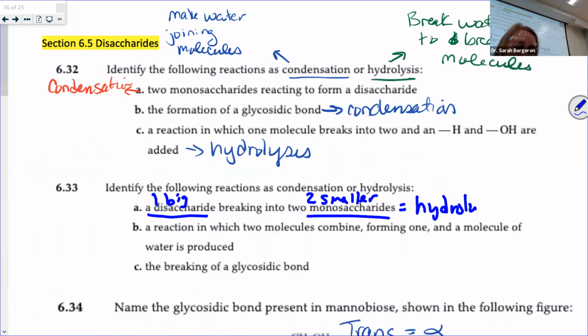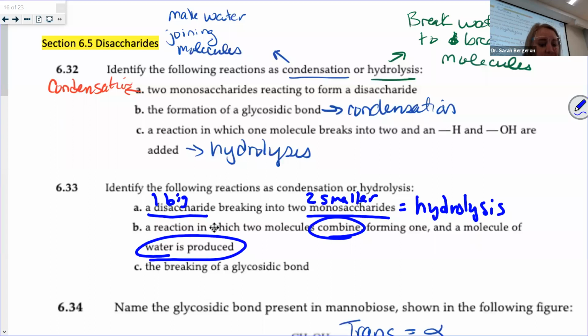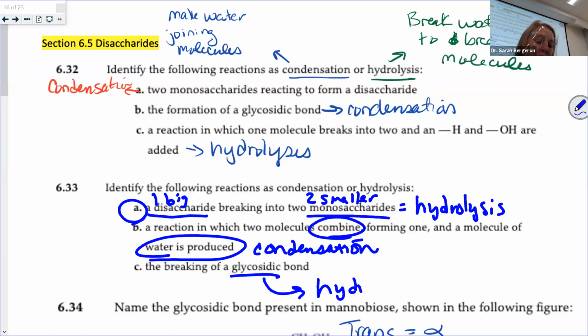Hydrolysis. A reaction in which two molecules combine, forming one, and a molecule of water is produced. Condensation. The breaking of a glycosidic bond. What is a glycosidic bond? A bond between sugars, right? So if you have a disaccharide, you have one glycosidic bond, right? So if you're going to break a glycosidic bond, that's just like a disaccharide breaking into two monosaccharides, so that must be hydrolysis.